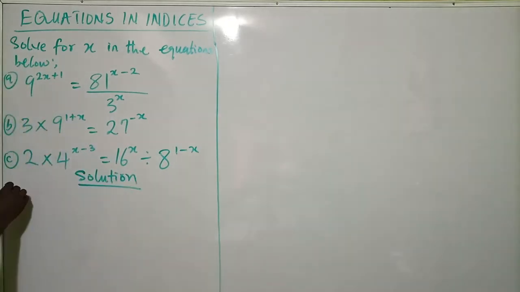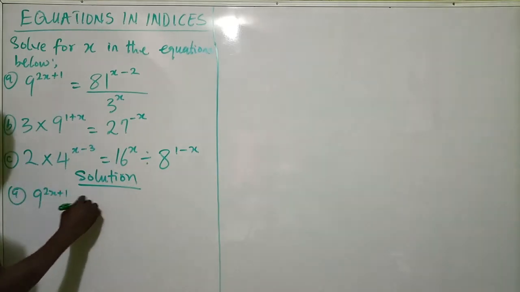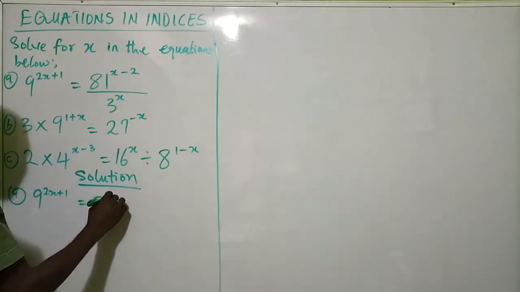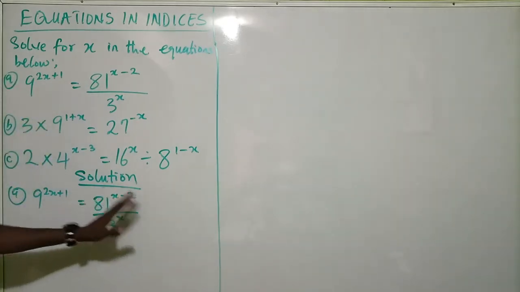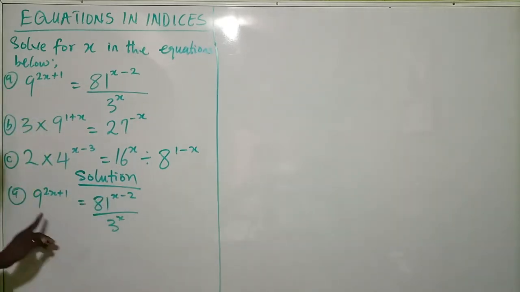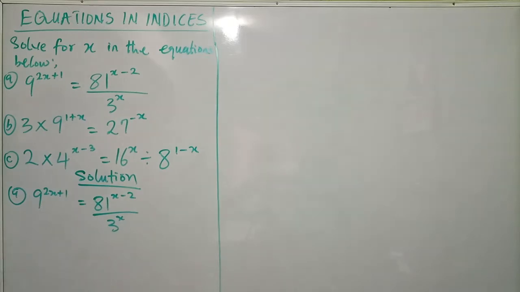Right, solution. So the first one, A, 9 raised to the power of 2x plus 1 equals 81 raised to the power of x minus 2 over 3 raised to the power of x. Now, if you look at all this, I can think of something here. What number will I raise? If I look at this, and this, they have a common factor, which is what? 3, isn't it? 3 is here, 3 is here, 3 is here. So now I'm going to write out 3 like this. What will I raise to the power of 3 so that my answer will be 9? Of course, it's 2. 3 raised to the power of 2 is 9.